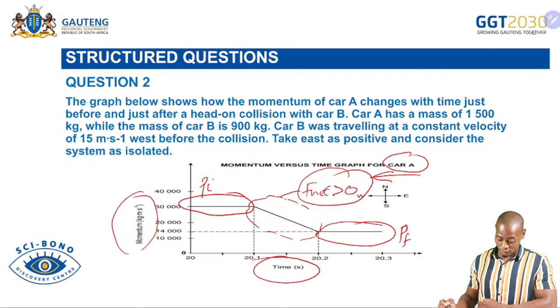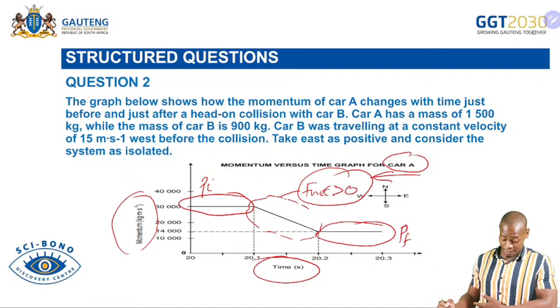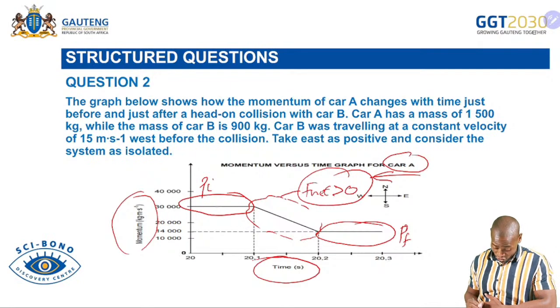Car A has a mass of 1,500 kilograms, while the mass of car B is 900 kilograms. Car B was traveling at a constant velocity of 15 meters per second west before the collision. You need to take east as positive and consider the system as an isolated system. From this graph, we can talk about the initial momentum.